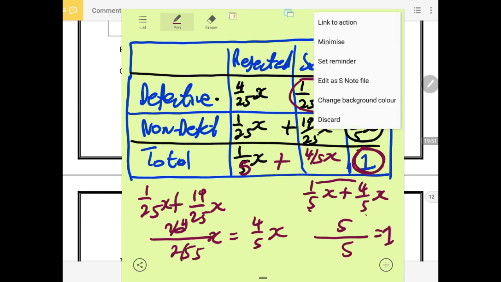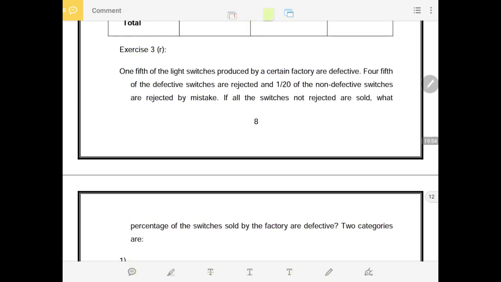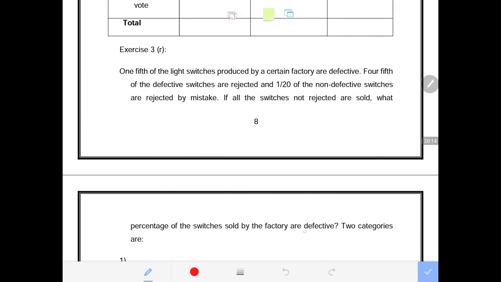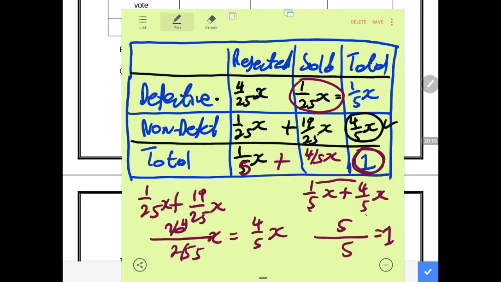What was the requirement? It's very important to answer the question in our contingency table. They say if all the switches not rejected are sold, what is the percentage of the switches sold by phase 3 that are defective? The percentage of the light switches that are sold by phase 3 are defective. Let us look at that. Those that are sold and they are defective, that will be 1/25. Those that are sold and are defective, that is the answer that they were looking for. And definitely you'll get your 1 mark there by responding to the question.